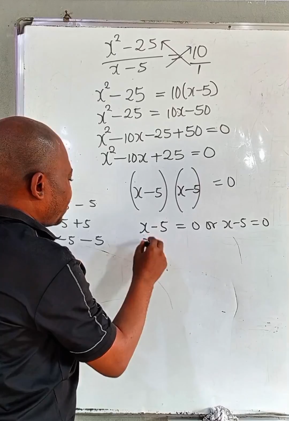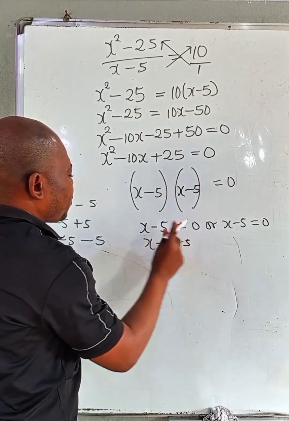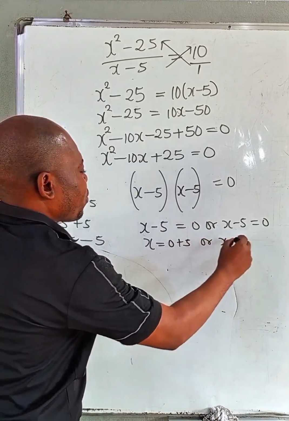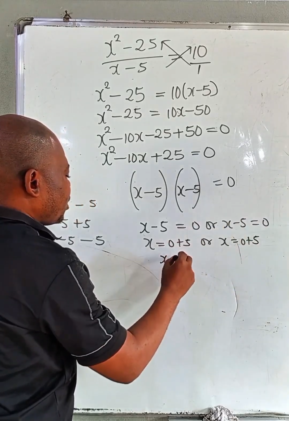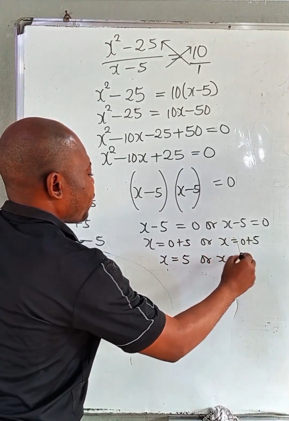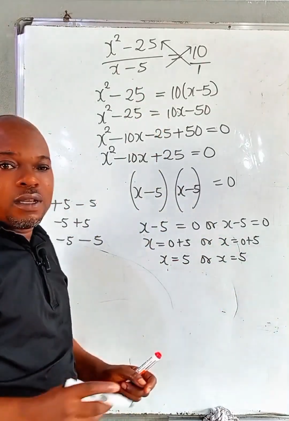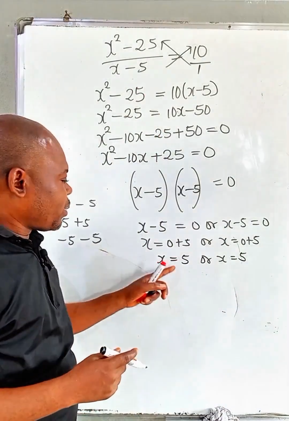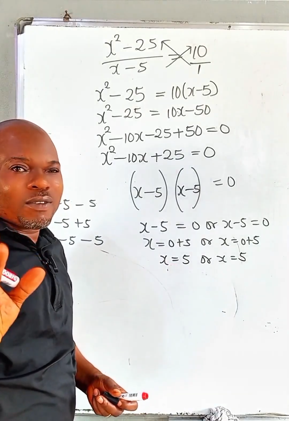So we resolve: x equals 0 plus 5, when this is crossing, or x equals 0 plus 5. Same thing again. So x is equal to 5, or x is equal to 5. Anyhow you solve it, your x will be 5. It means in this quadratic equation, the value is simply x equals 5. That is how simple it is, good friends.